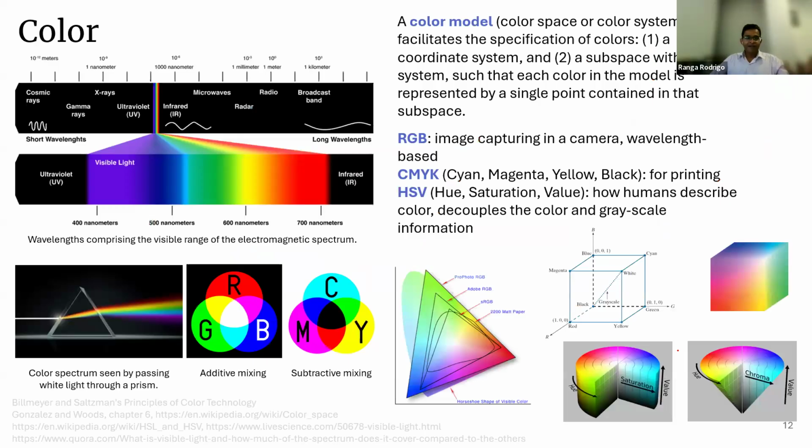Okay. So this is about color. I do not know too much about color. You can read this and understand a little bit about color. So there is a thing called color model, color space or color system. It facilitates specification of color in a coordinate system and a subspace within that system. So there's a coordinate system, but not all the colors can be represented. There is a limitation.